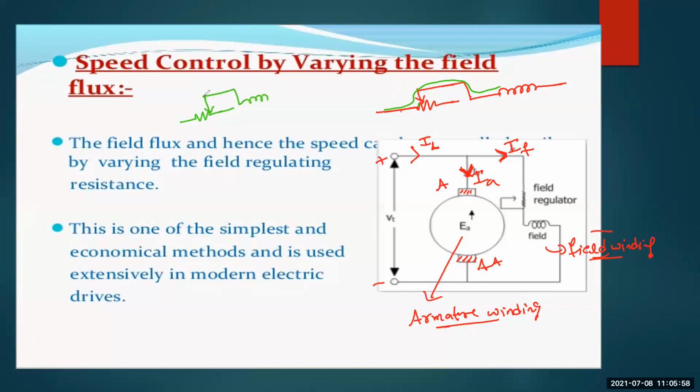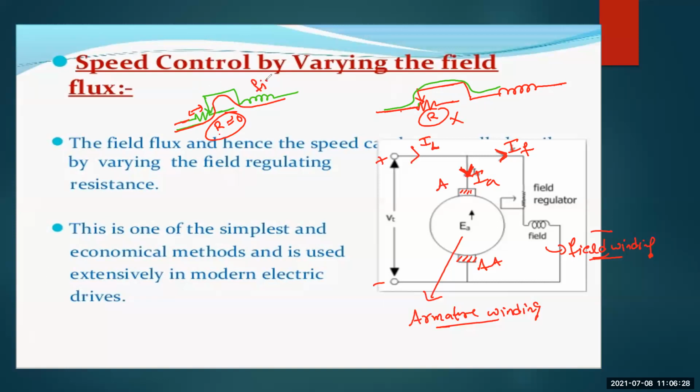So the current is flowing like this, entering into the circuit. Here this resistance is not included. Here this much resistance is included, so the resistance is not equal to 0. Some resistance is inserted into the field winding, in series with the field winding.